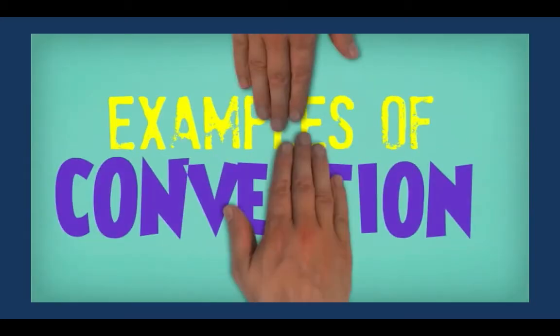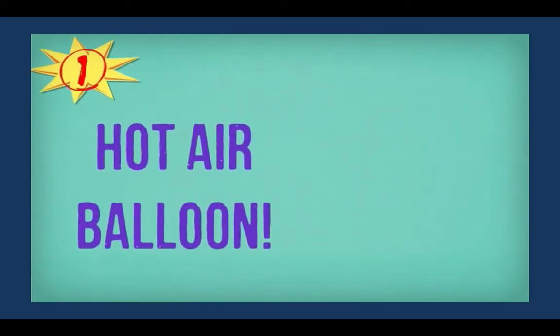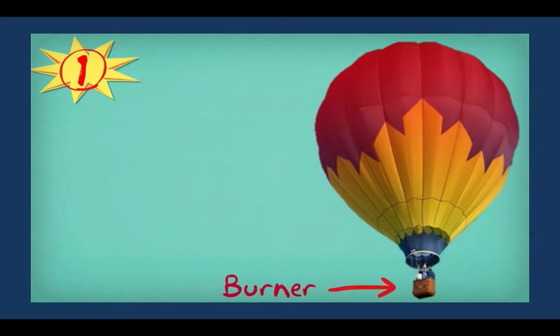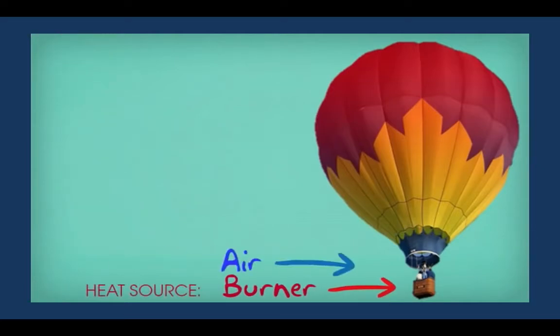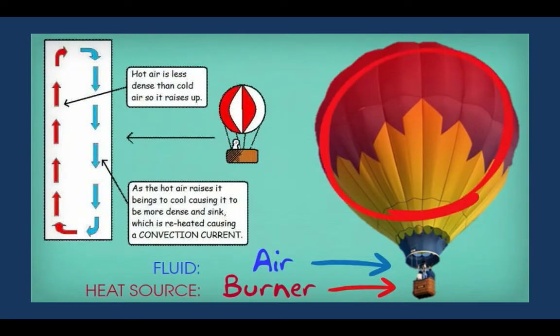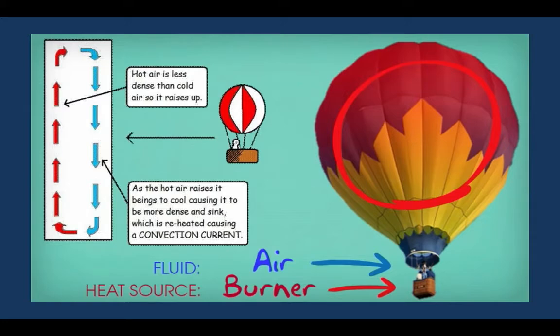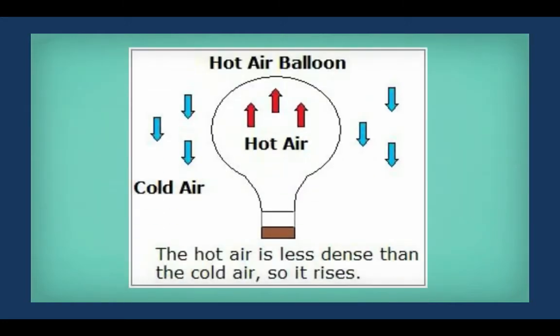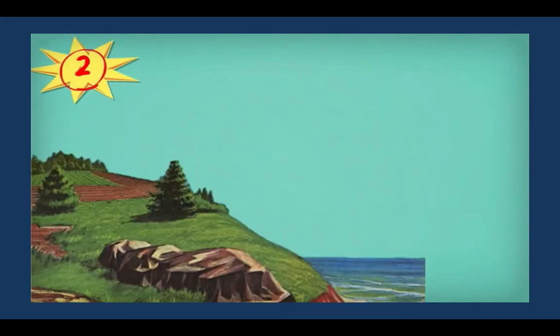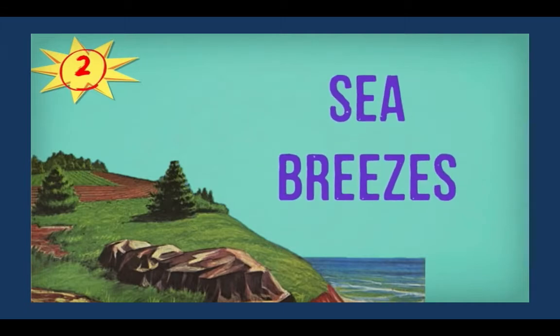Examples of heat convection: a hot air balloon. A burner at the base of the balloon warms the air inside. As the air warms up, it moves upwards, cools, and moves round in a circular pattern known as a convection current. When the balloon is full of hot air, it lifts off the ground because the hot air inside is less dense and lighter than the cold air outside it. The second example are sea breezes.